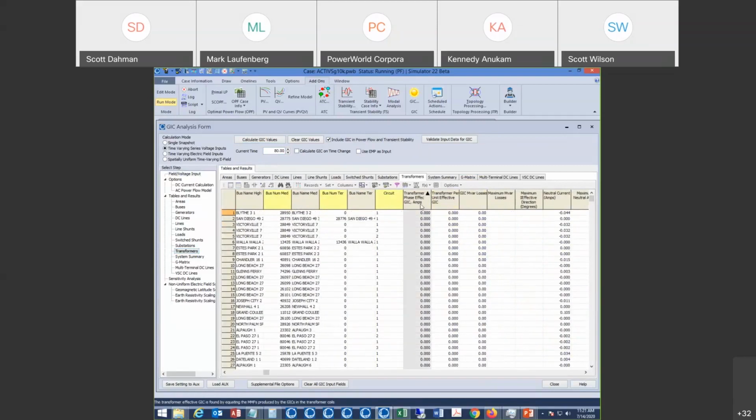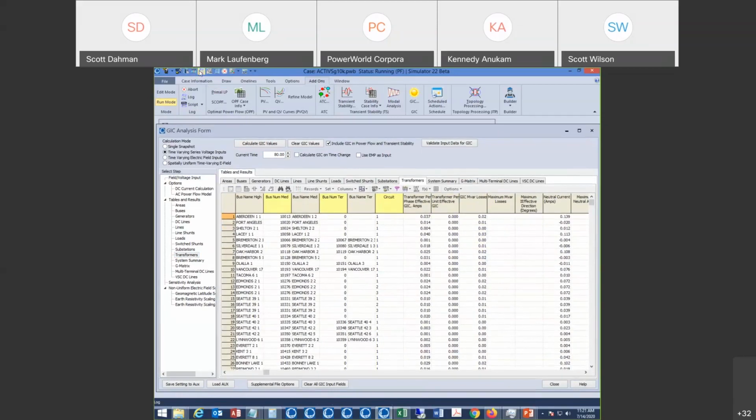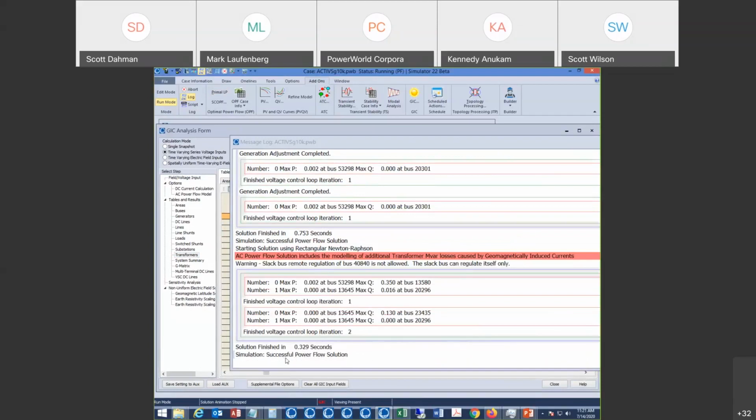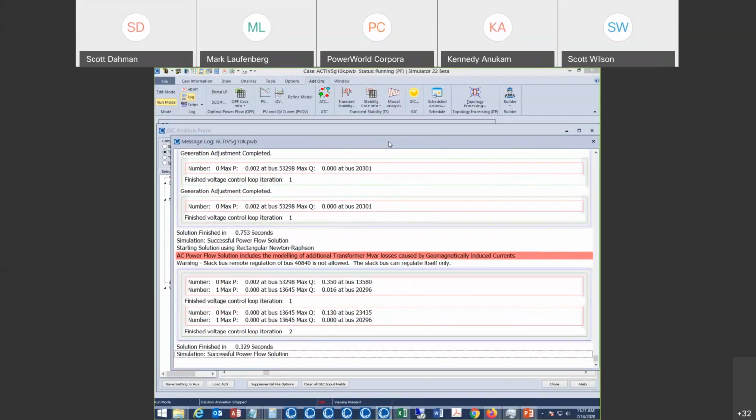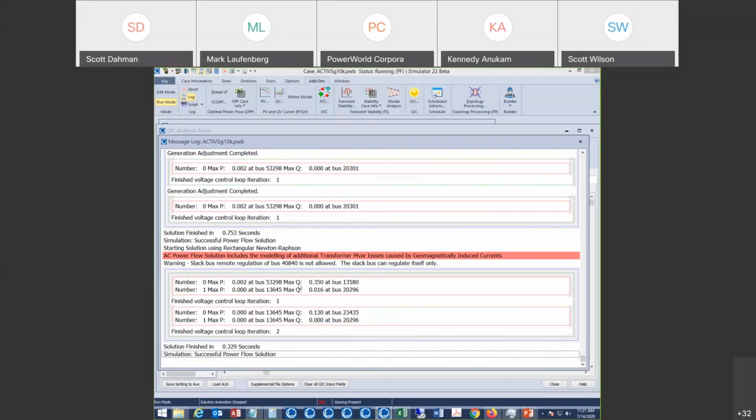If it's a uniform field or anything else, you can look at the actual GICs on transformers, substations, and so forth. And if it's incorporated into the power flow, of course, you can use those tools where I can go in and solve the power flow and look at the Q losses that are due to the transformer saturation.